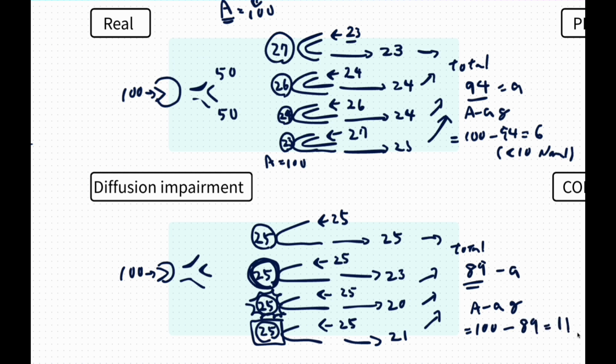And here's a crucial characteristic. Diffusion impairment worsens significantly during exercise because blood flows faster, leaving less time for oxygen to diffuse. A classic example is ILD, interstitial lung disease. Okay, next let's move on to VQ mismatch disorders.